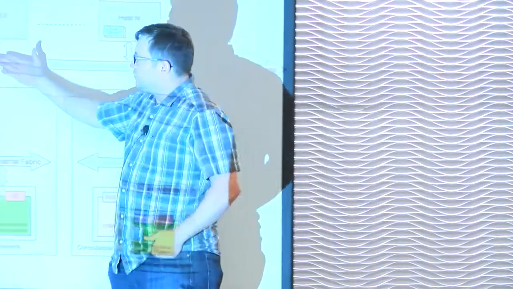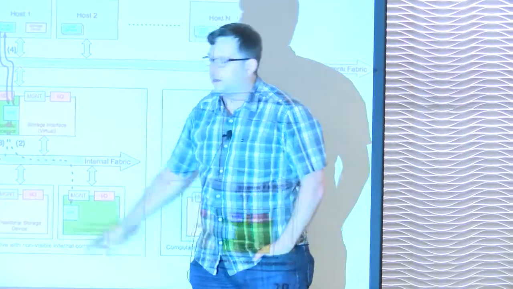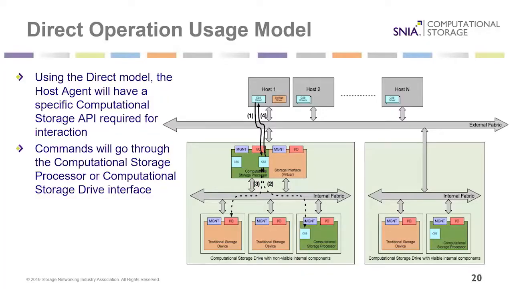So in this case, what happens is you're sending that command directly from the host down to the computational storage processor, or the computational storage device. It is working to actually do that transaction, and then it returns the value to the host. So that's the direct model.